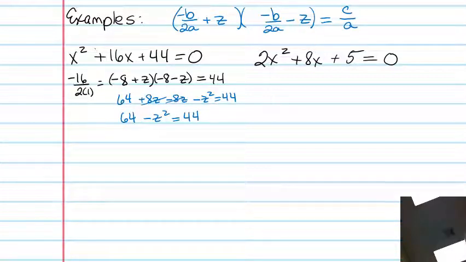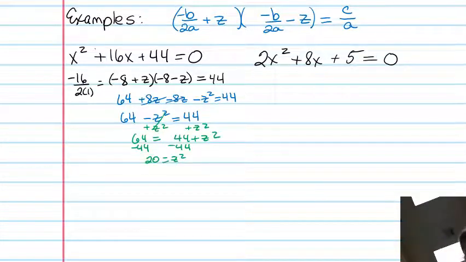Okay, now I'm going to solve for z. I will add z squared to both sides, and then I will subtract 44 on both sides, and I get 20 is z squared. Okay, so now I'm going to square root both sides, and I get z is plus or minus 2 square roots of 5.